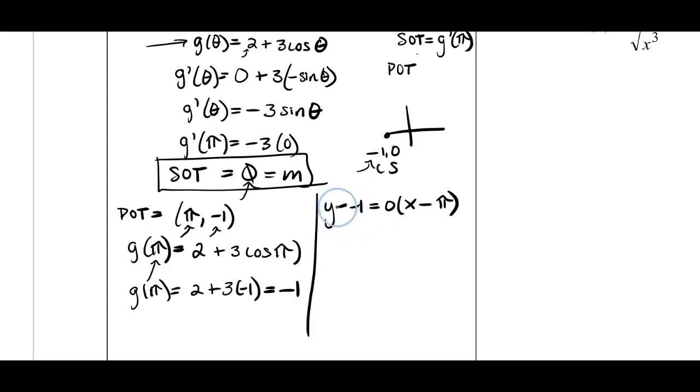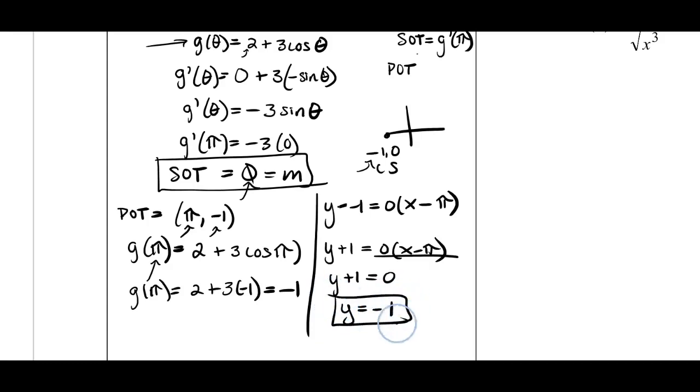First thing we should do is simplify our signs here. This becomes y plus 1 equals 0 times x minus pi, and 0 times all of this is also 0. And to solve this for y, y equals negative 1. And we're done.